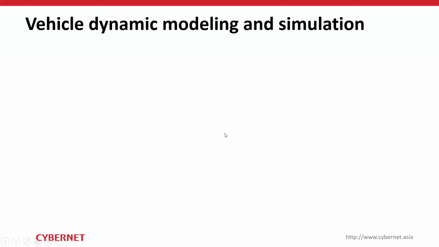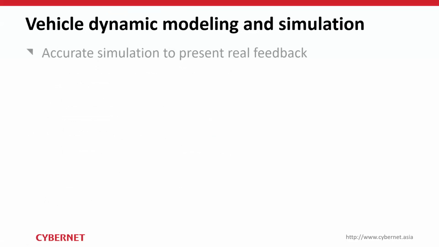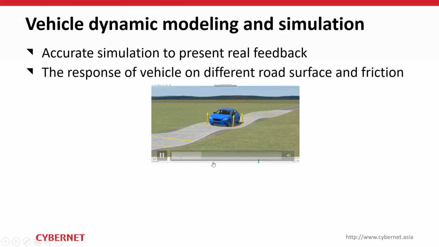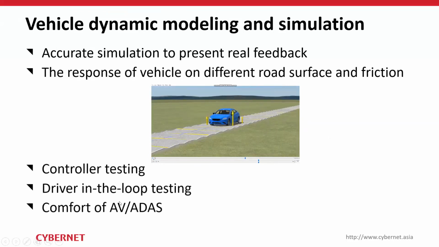Just like I have mentioned in previous slides, we use CarSim and TruckSim to do the vehicle simulation. The most important thing is that only with vehicle dynamic modeling and simulation, we can have the response of the vehicle on different road surfaces and friction. Our customers in autonomous vehicle or ADAS usually use it for three application fields: controller testing, driver in the loop testing, and the comfort of AV ADAS.